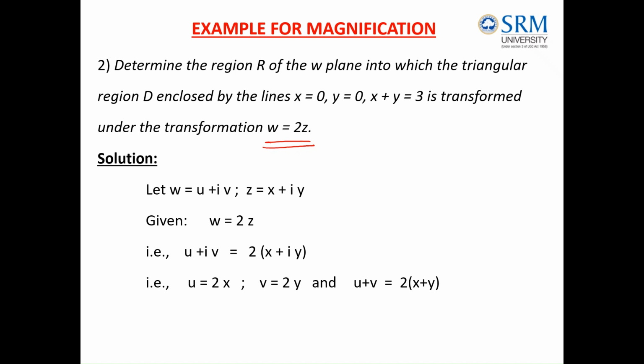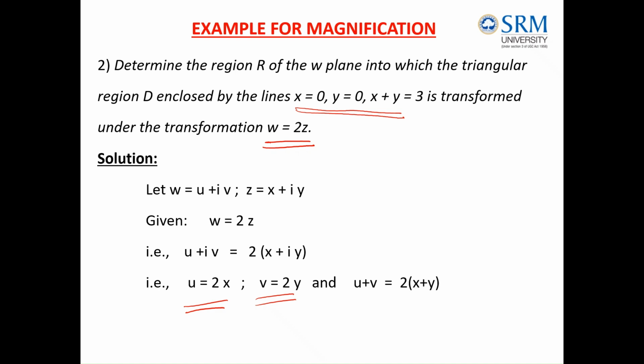The region R of the W plane into which the triangular region D enclosed by the lines x equal to 0, y equal to 0, x plus y equal to 3 is transformed under this transformation. So we need to find what is the image of the triangular region whose edges are given here under this transformation W equal to 2z. So W you need to write it as u plus iv, z write it as x plus iy. Then separate real and imaginary part and identify what is u. U is 2x and v is 2y.